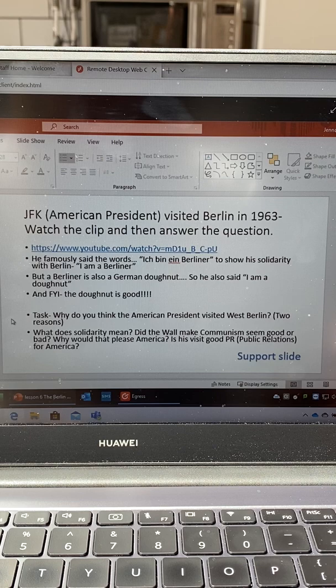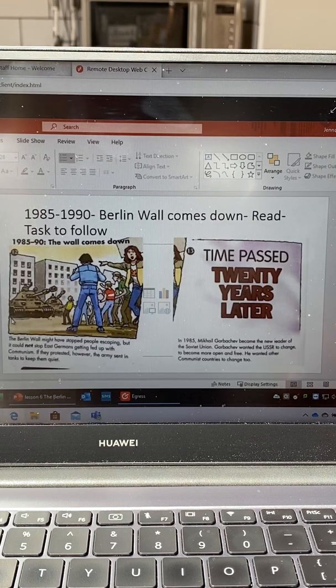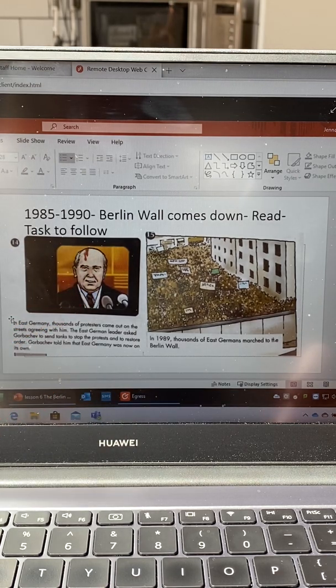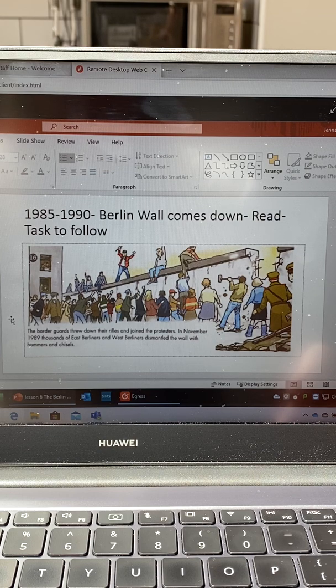Then we move on to the last little phase. So this is now 1985 to 1990. Right, really quite modern history. I vaguely remember seeing stuff like this on the news. I knew it was a big deal, but I didn't really understand it completely. So look at the cartoons, read the information. There's Gorbachev, I mentioned earlier. Really interesting, the concept of popular protest as well, which we're starting to see a lot of in our daily news at the moment. But this is all about people power, it's popular protest. Really interesting.